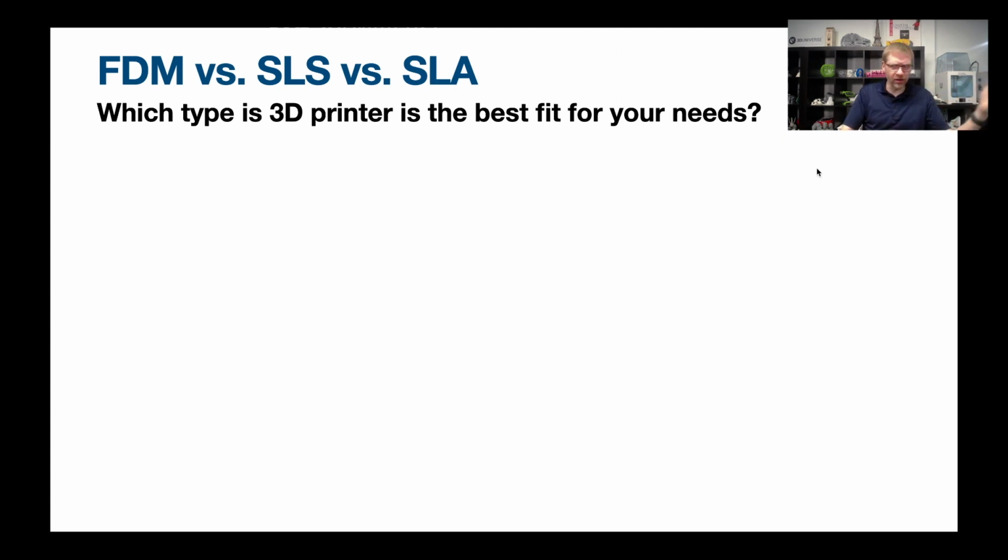Do I want an FDM printer? Do I want SLS? Do I want SLA? And that's not it. I mean, there's multi-jet fusion, and there's lamination machines. There's all kinds of different 3D printers out there. I'll tell you right now, most of what we're talking about today is FDM, but I'll just touch on these three, which are the most common here.